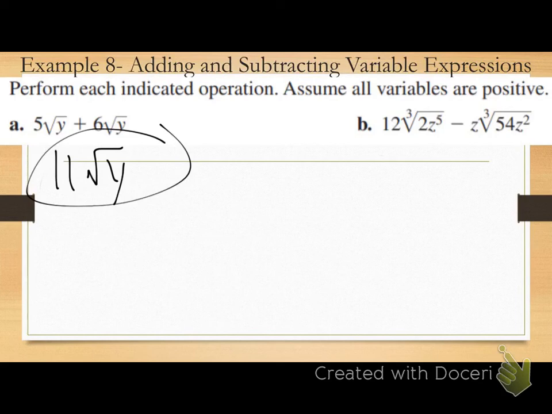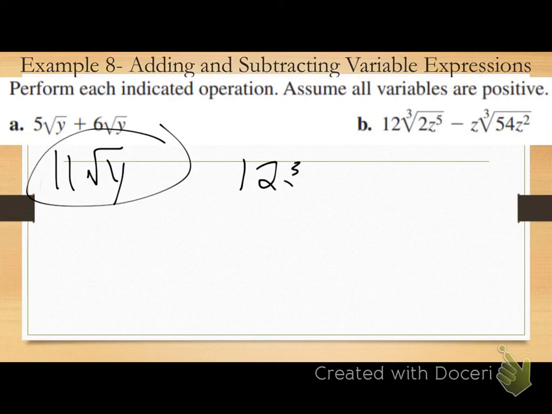Okay, B. 12 cube root of 2z to the 5th minus z cube root of 54z squared. Do I have like radicals here? No, but what did he say to do? Simplify. Let's try to simplify, see if we can simplify either or both of our radicals. Can I take the cube root of 2? No, I cannot.